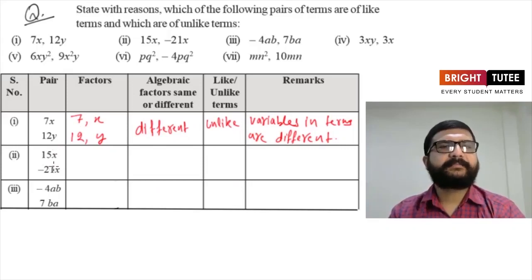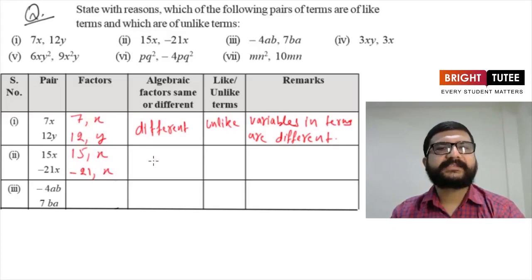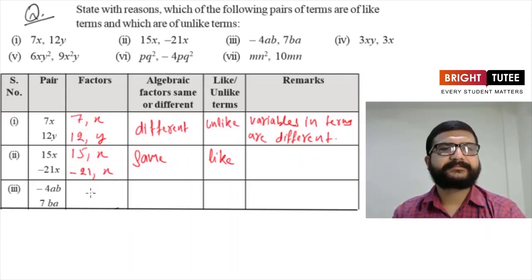Now the next pair is 15x and minus 21x. So factors are 15 and x, and for the second term it will be minus 21 and x. So what do you think about their algebraic factors? They are same only. In both the terms it is x. So algebraic factors are same. Hence the terms are like terms. And for remarks we can say their algebraic factors are same, which we have already written here. So no need of writing any other reason.